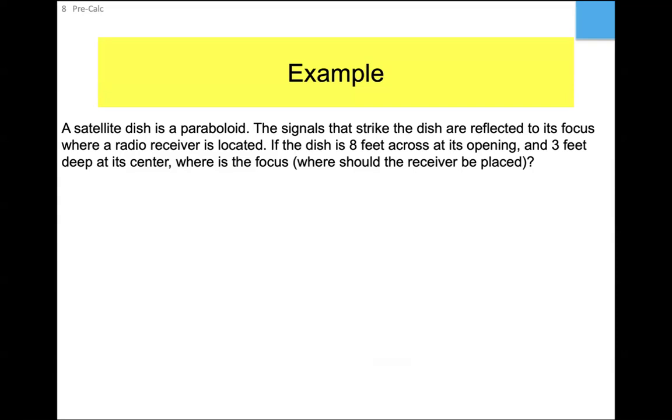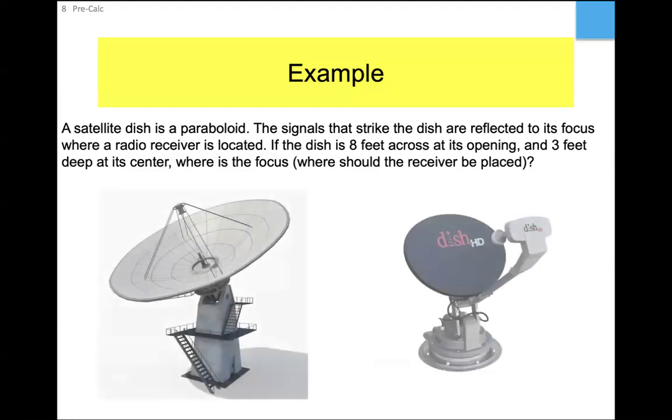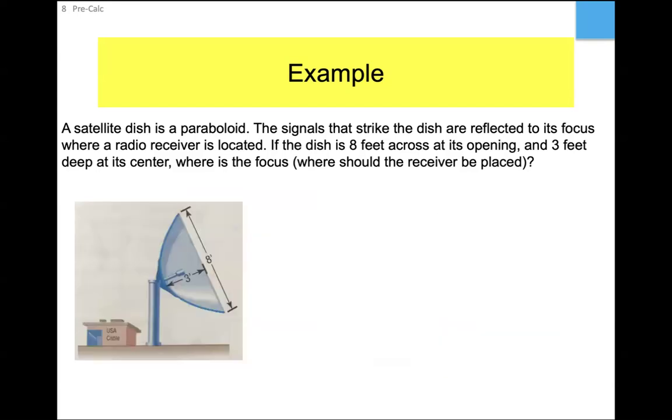Okay, we want to make this easy, so we're not going to put the vertex at anything other than 0, 0, because those are way easier formulas. So satellite dishes kind of point up. You could actually point this left, right, up, or down to solve the problem, but I'm going to point it up. So this is the basic idea. You've got a satellite dish. The opening is 8 feet wide, and it's 3 feet in depth. And we need to figure out where to put the focus.